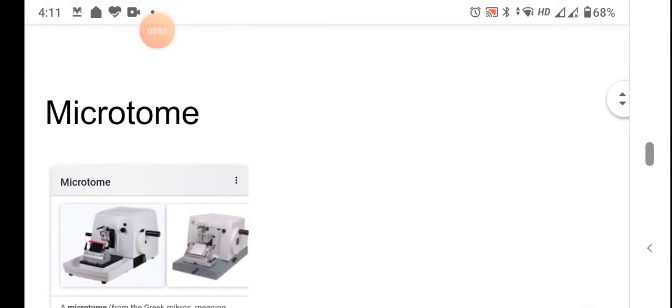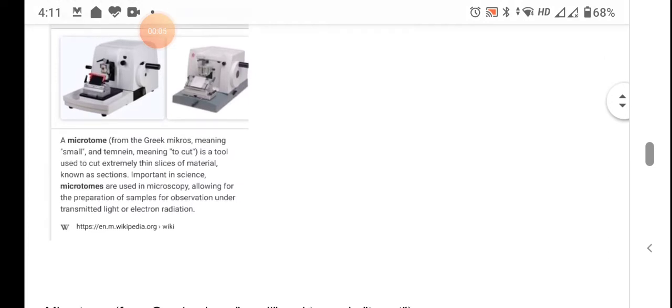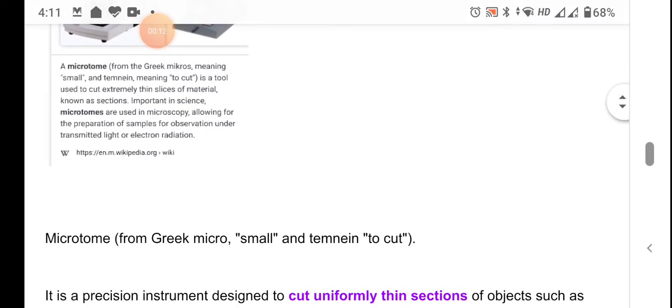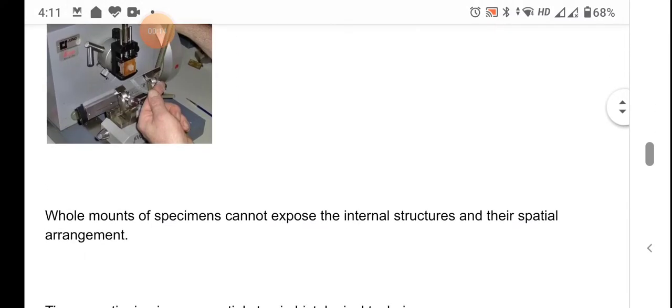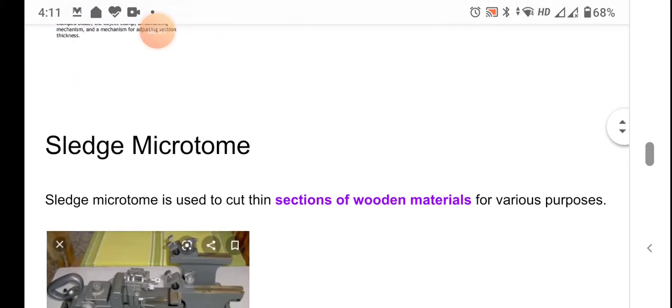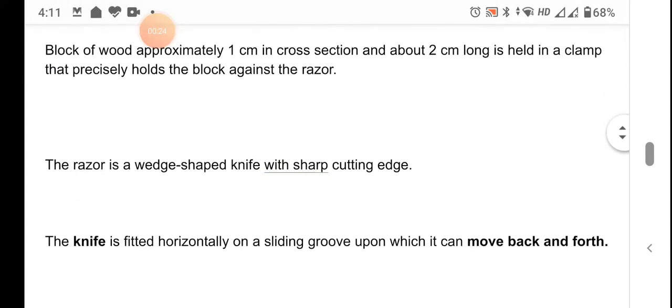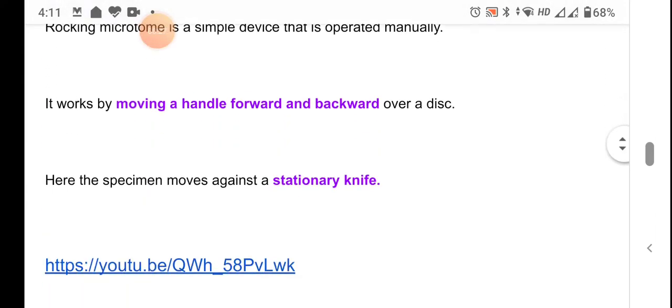Dear students, in the last session we were discussing microtomes. We discussed what a microtome is and what its uses are, then the different types of microtome, and the main parts of the microtome. Such things we discussed in the last session, also the sledge microtome and the rocking microtome.